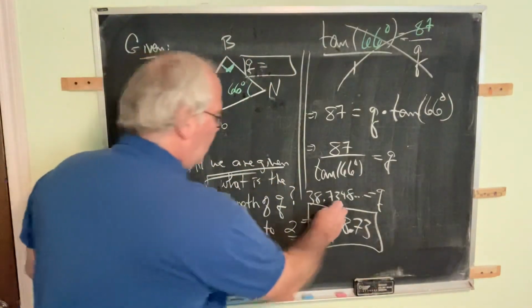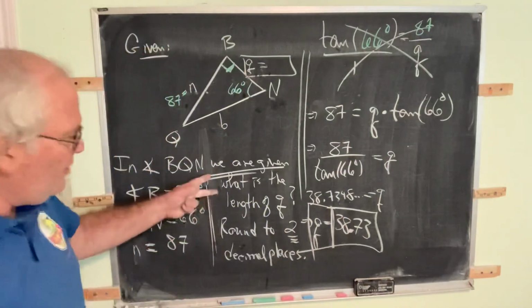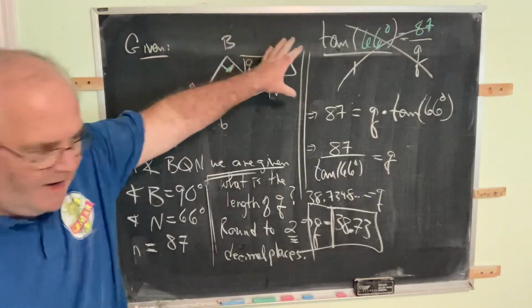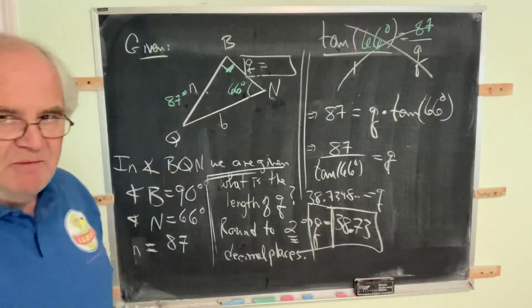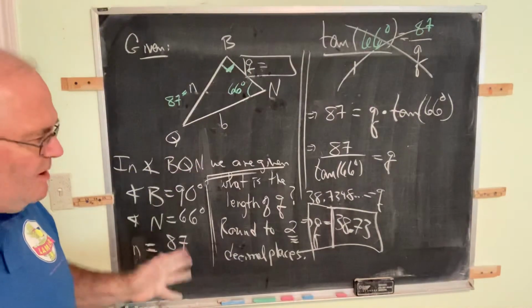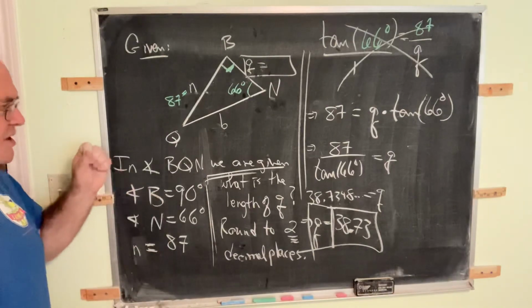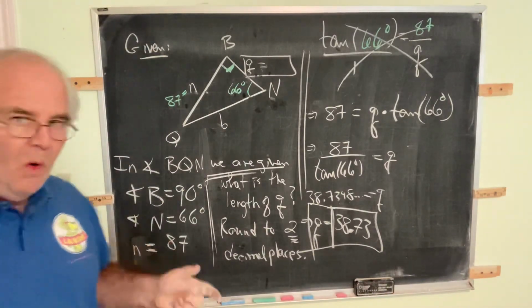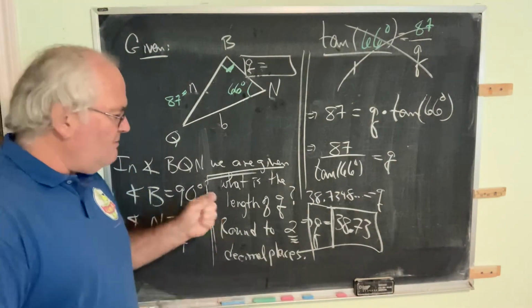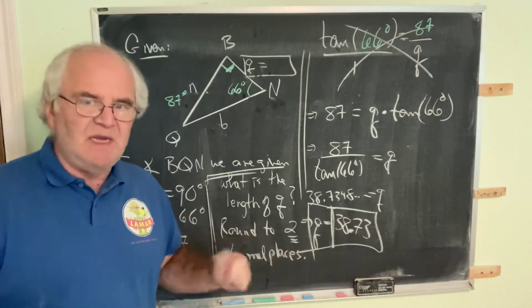So choose the appropriate function. Write it out. Cross multiply, set them equal, and solve. So this should be pretty straightforward and not brutally challenging to be able to either solve the entire triangle or find one missing piece of that triangle.